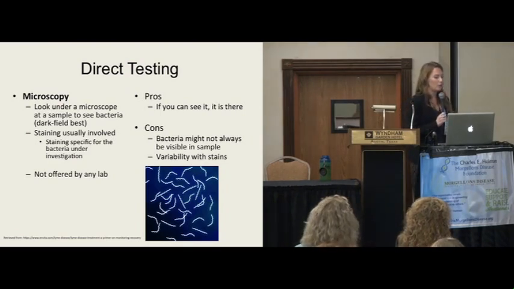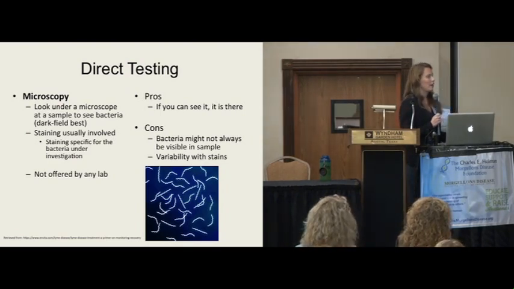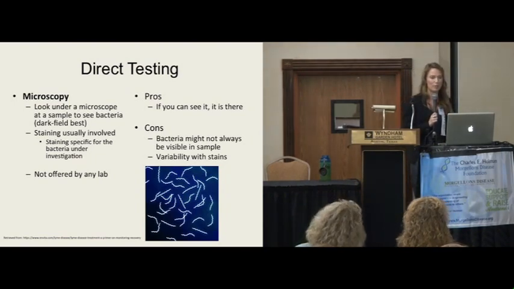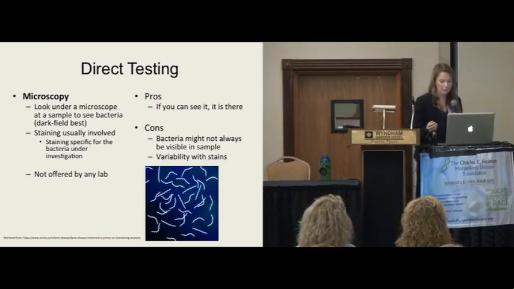So again, the pros are, if you see it, it is there, and the cons, the bacteria may not always be visible in the sample depending on where you're getting the sample from. So you can get samples usually from blood or from culture. And again, there's a lot of variability between strains as well, or with stains.